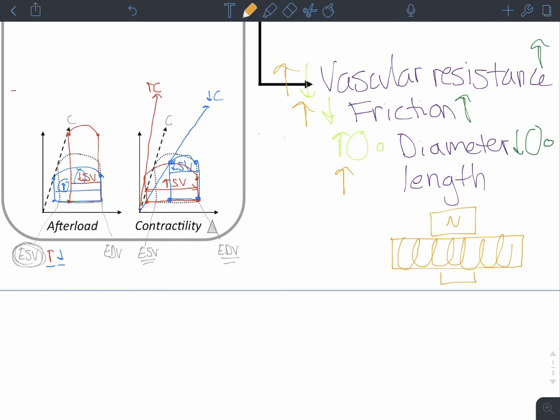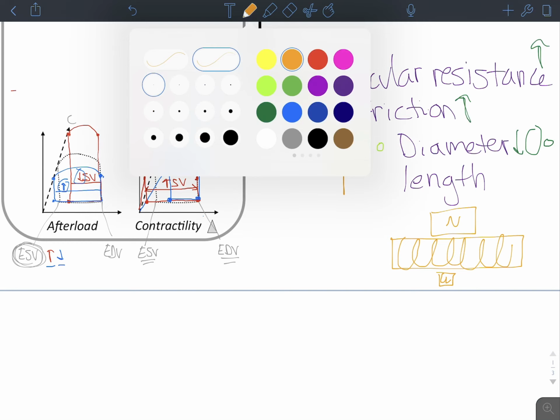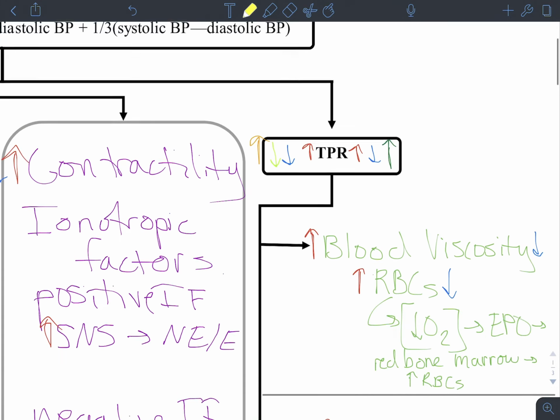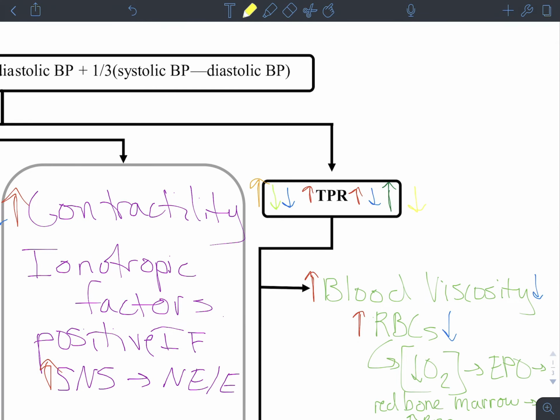Or if I decrease the length, well, now there's much less surface area for me to fight against. If I decrease the length, that's less friction I have to fight against. The resistance decreases, total peripheral resistance decreases, and blood pressure decreases.